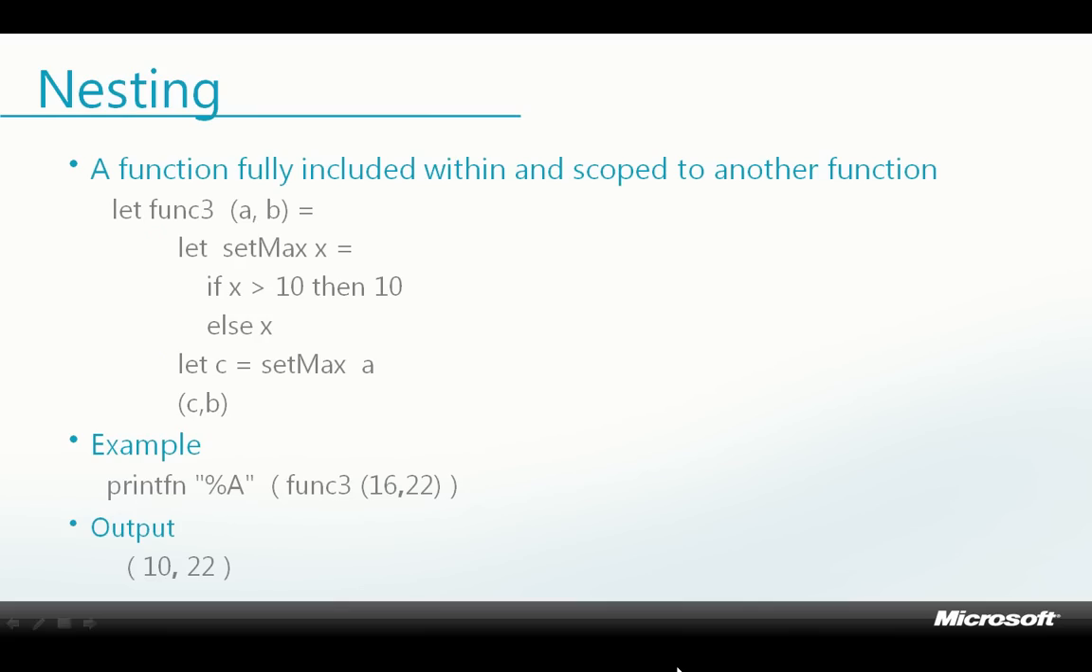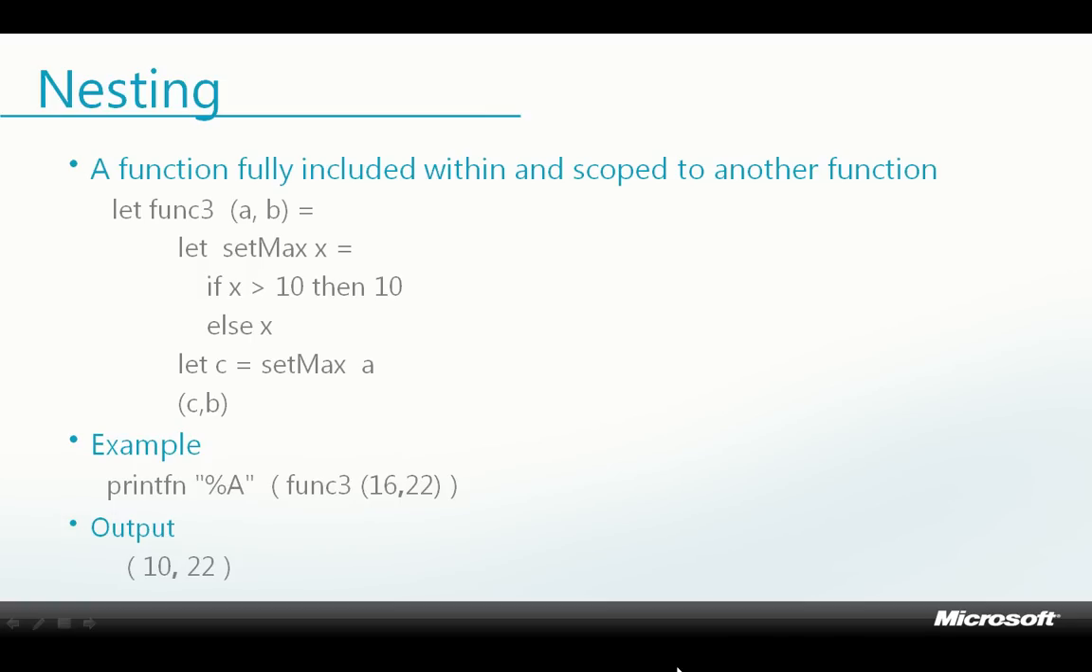A nested function is defined and used in, it's fully included within, and it's scoped to another function. You can nest functions to build more complex functions, like in this example here. Here we have a function, func3, that takes a tuple, but the first value of that tuple can't be greater than 10. So, if it is, we just want to set it to 10, let's say.